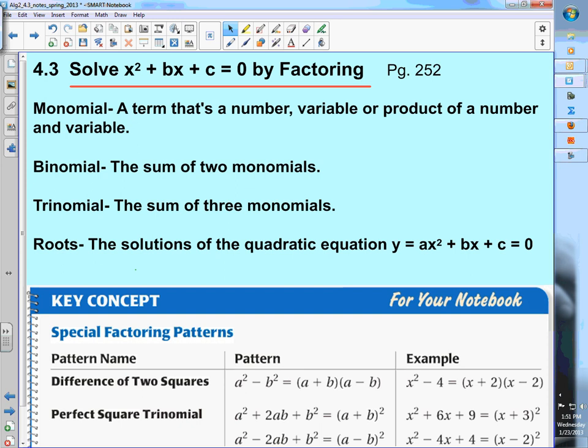Section 3 and 4, and I'm just going to point out the things that we've already talked about. Monomial, that's one term. Binomial, 2 terms. Trinomial, 3 terms. And then roots, we've talked about that. Roots, what are the other 2 names for roots? What else do we call a root? No? What was it?